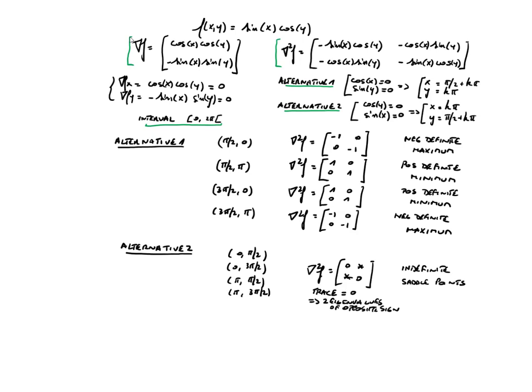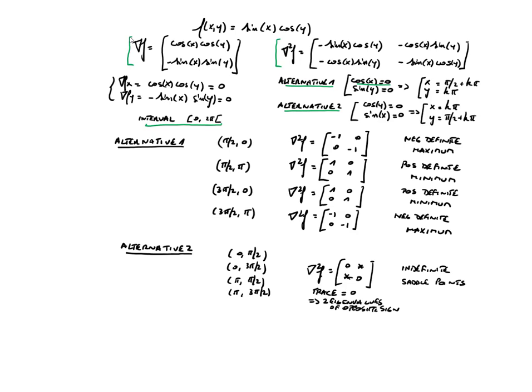So in this interval, if we consider alternative 1, you can see that there are 4 critical points: pi over 2 0, pi over 2 pi, 3 pi over 2 0, and 3 pi over 2 pi. You can see here that because cosine x is equal to 0, the off-diagonal terms will be 0 in the 4 alternatives, and then you have to plug in the values of x and y and compute the Hessian.